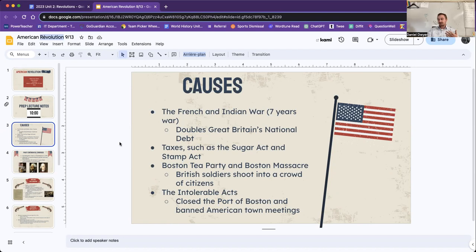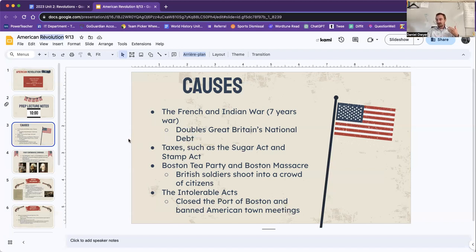It's going to be a very expensive war, which is going to double Great Britain's national debt. And the other big thing it's going to do is give a lot of military training to American soldiers that'll come in handy later when they decide to rebel. But the big part is doubling Britain's national debt. Because of this, they are going to raise taxes.